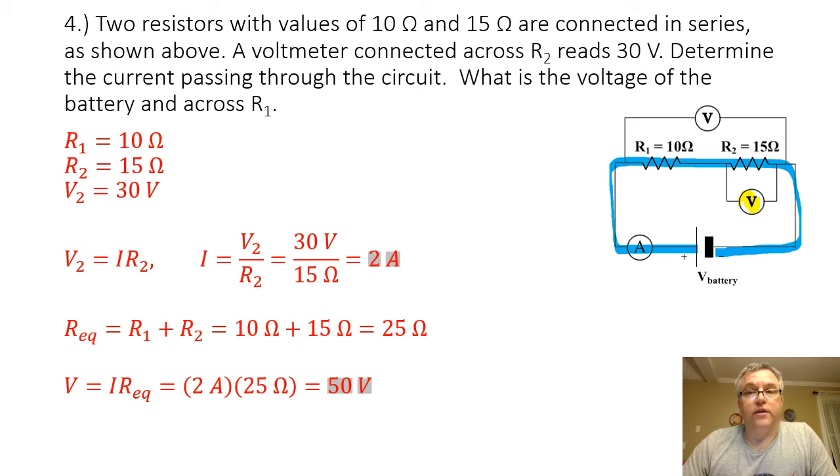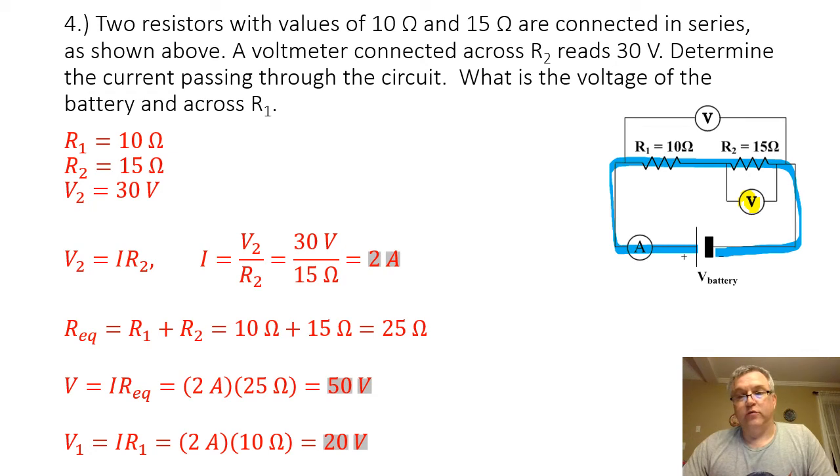To find the voltage across resistor 1, I need to take the current and multiply it by the resistance of resistor 1. So 2 amps times 10 ohms is equal to 20 volts.